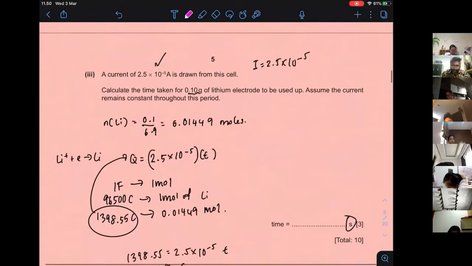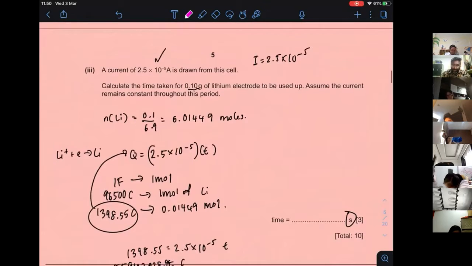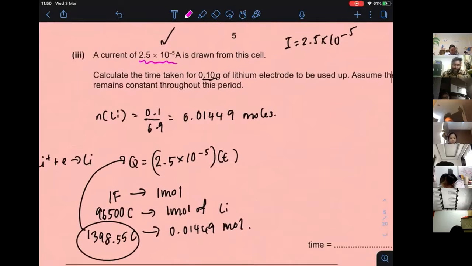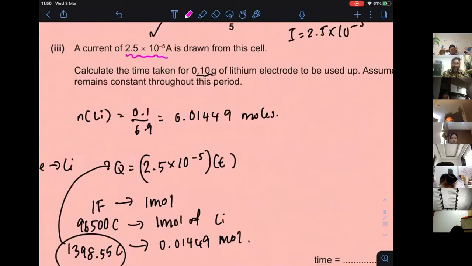Next, a current. A current is going to be drawn from this cell. We are going to calculate the time taken for the 0.1 gram of lithium electrode to be used up. So basically Li+ plus electron to give you Li. Assume the current remains constant throughout this period. First of all, if you have 0.1 gram of lithium, calculate how many moles first. When I calculate this, you get from your periodic table 6.9. You will get this number of moles.